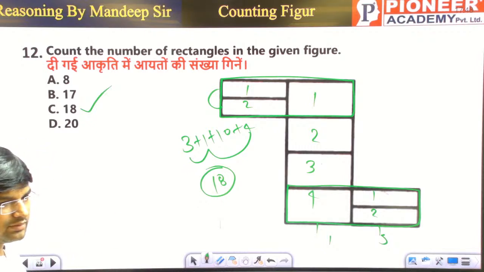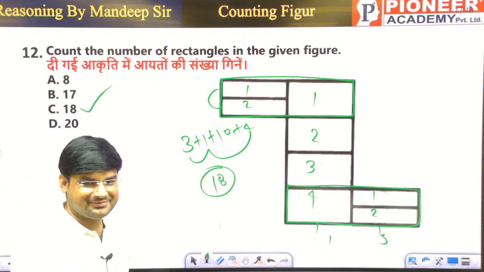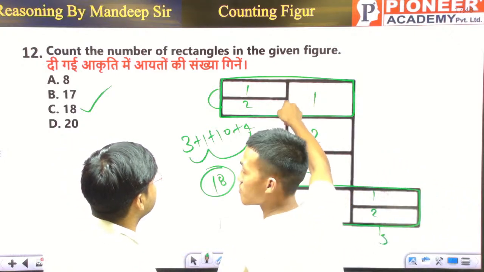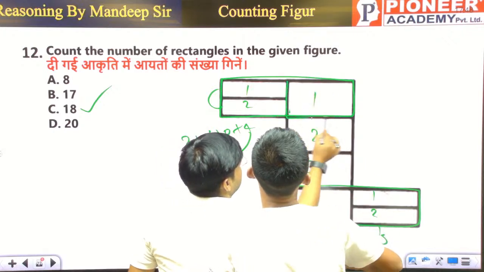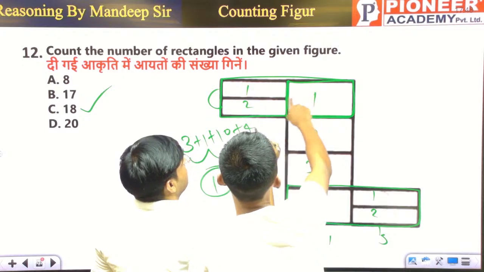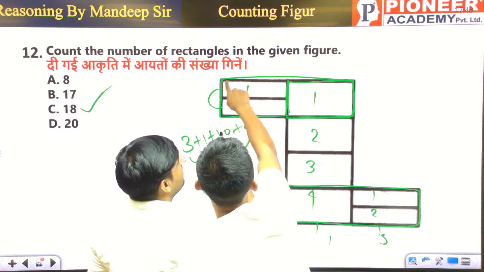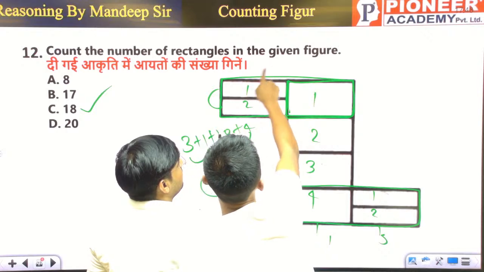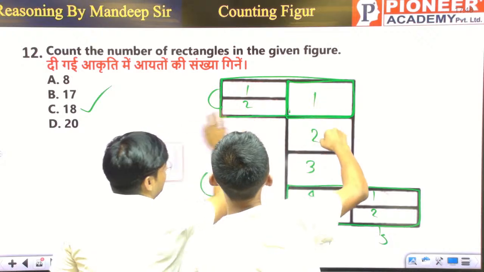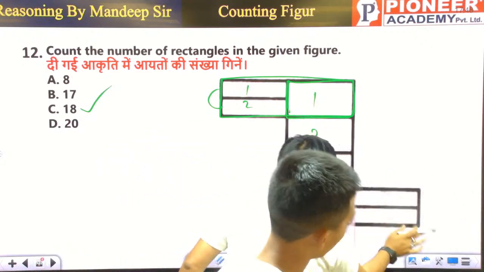Which one? No? Please come. Please come. Please speak. Yeah, it's 1 and 3. It has been counted. It has been counted. Let's see. Just a minute. Let's see.